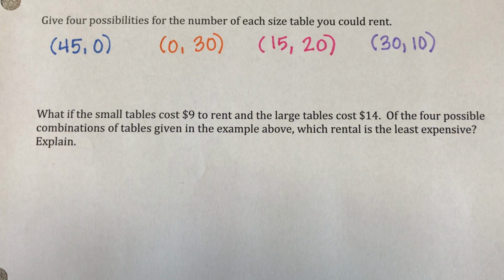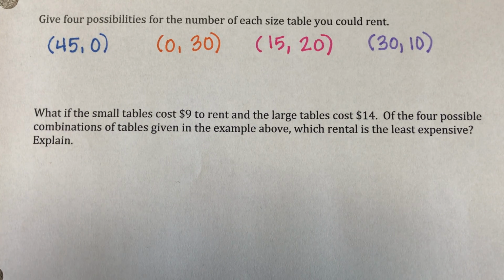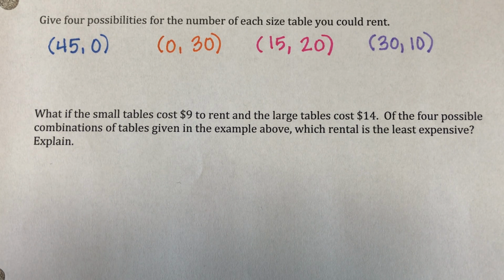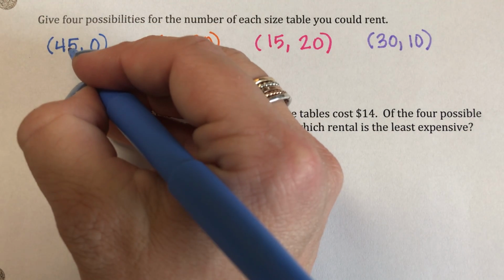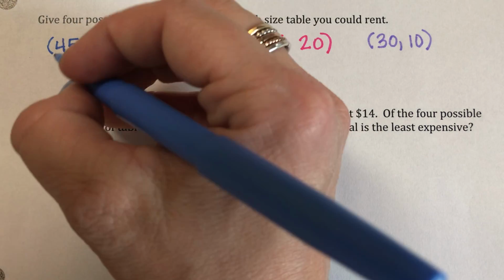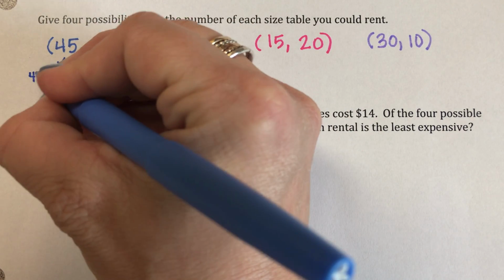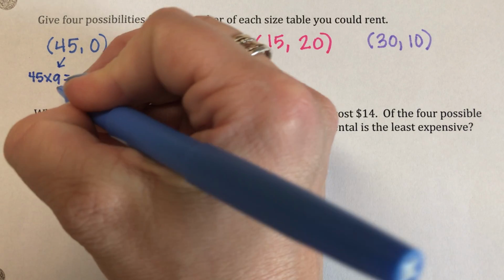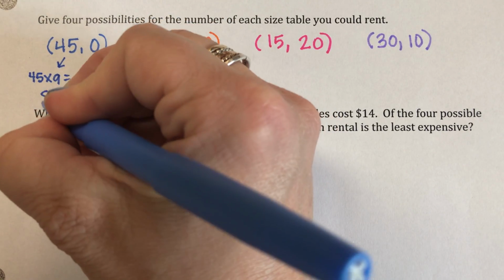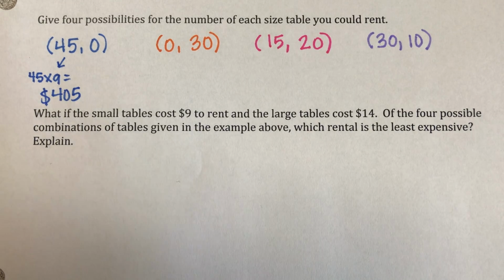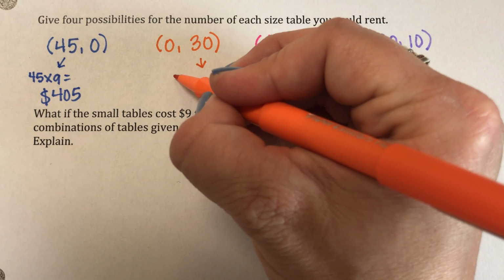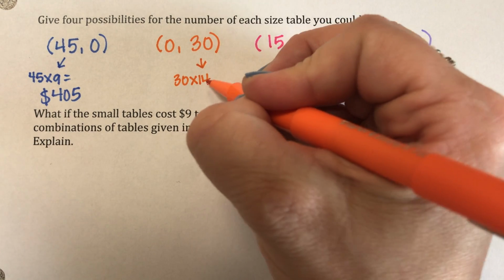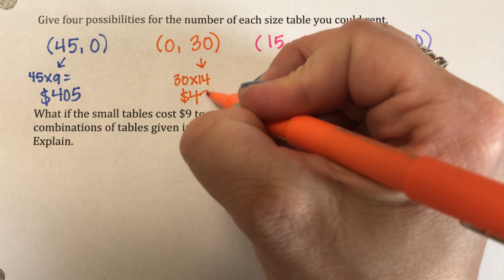So then down here, it says, what if the small tables cost $9 to rent and the large tables cost $14? Of the 4 possible combinations of tables given, which rental is the least expensive? Okay, so 45 of the small tables that are $9, 45 times 9 is going to be $405. Okay, what if we rented only large tables? Well, that's 30 of them, and they're $14. So 30 times 14 is $420.